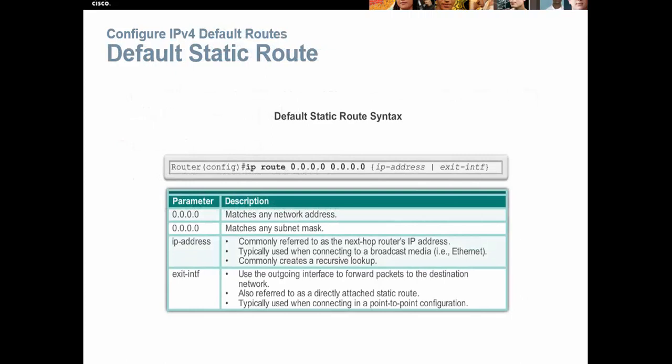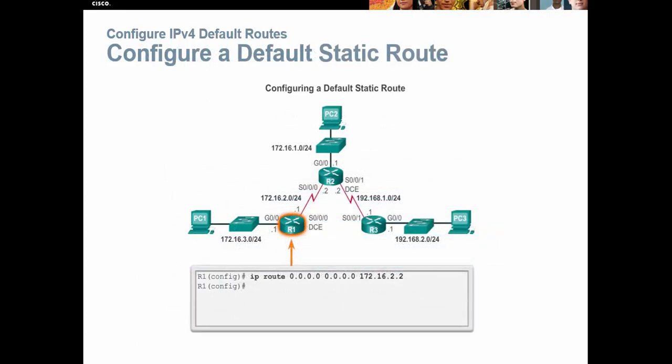To put in a default static route, we're going to put in the quad 0, and that is simply IP route 0.0.0.0 0.0.0.0, and then you're going to either give it the IP address of the next hop, or you're going to give it the serial interface, or both. So here is the example of how on router 1 we've put the quad 0 and we've told it which IP address it's going out of.